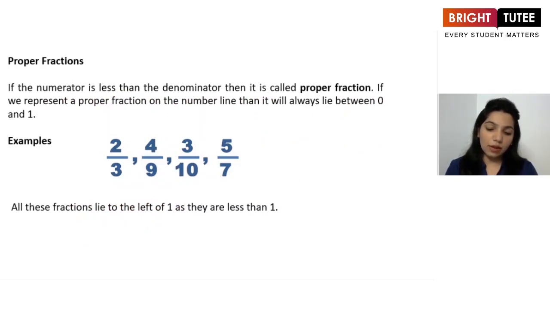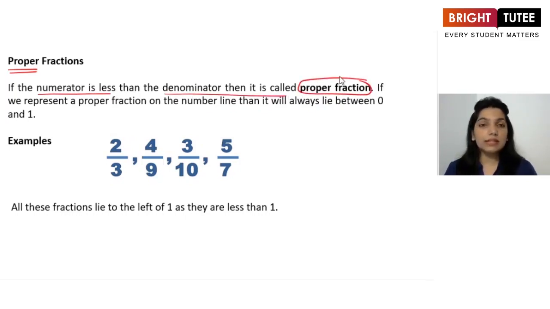Moving ahead, now let us talk about proper fractions. I hope you have got a clear idea how we are representing these numbers on a number line. So we are moving ahead with the proper fractions. Now as the name says, it needs to be proper. If the numerator is less than the denominator, it is called a proper fraction. Read it again. If the numerator is less than the denominator, then it is called a proper fraction. This is a simple definition. Look at the examples in front of you.